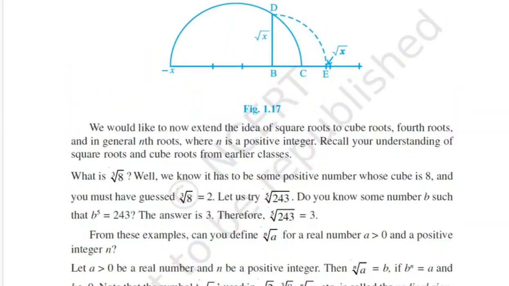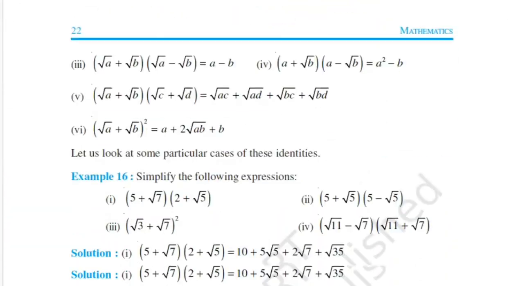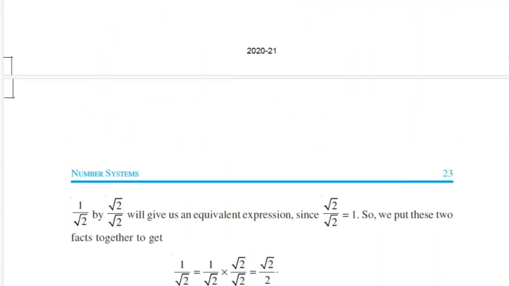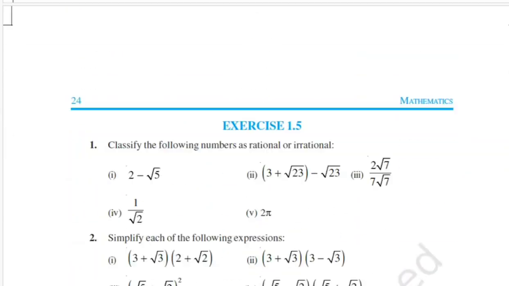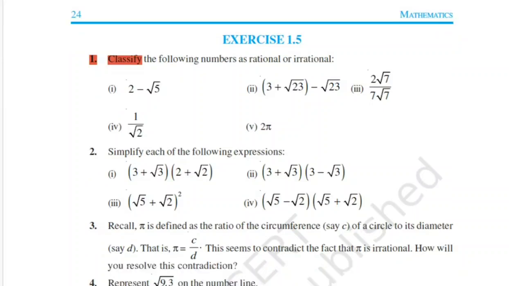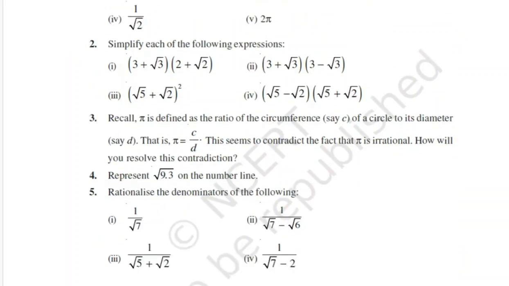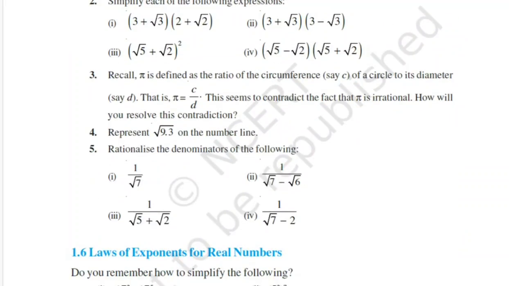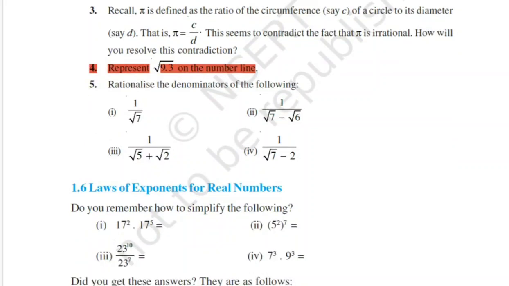If you see exercise 1.5, the first question, which of the following is rational or irrational, you will get in MCQ. Simplify also you can go through. Here you can see question number 4. Okay, represent root 9.3 on the number line. This question is important for the exam.